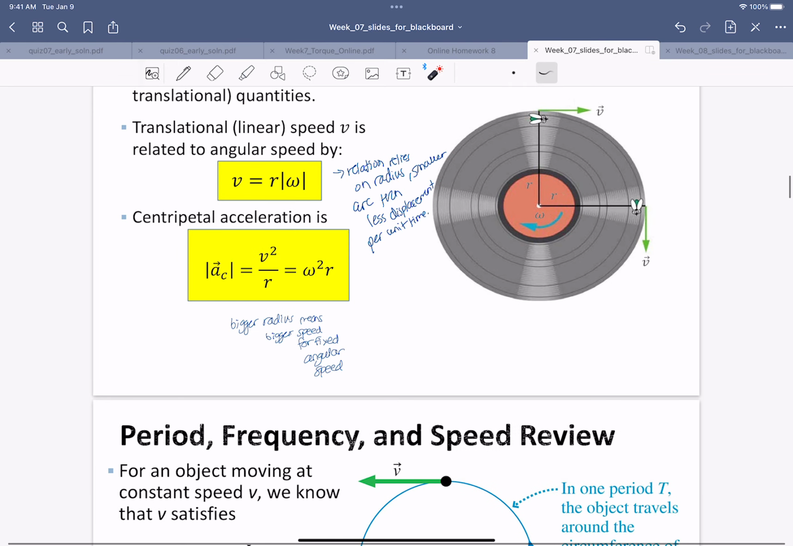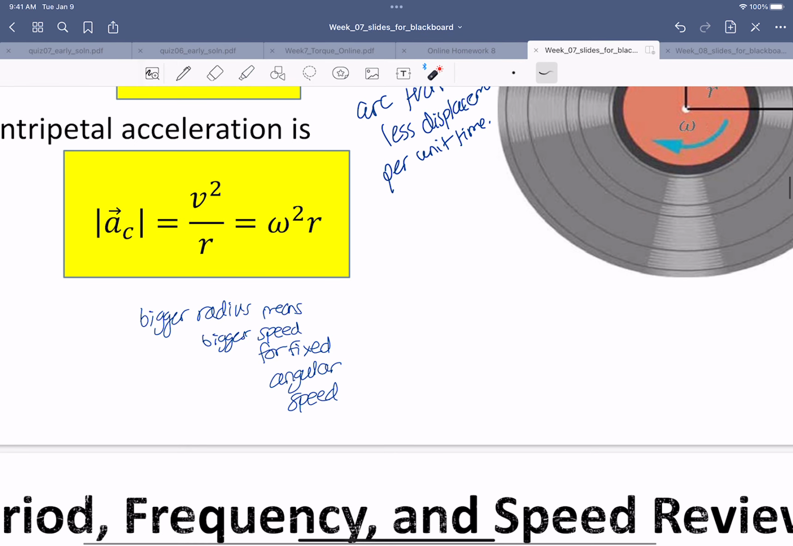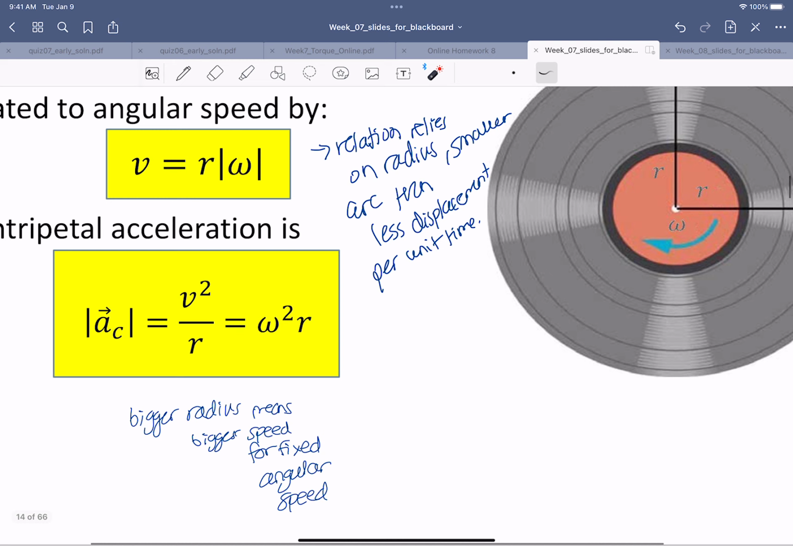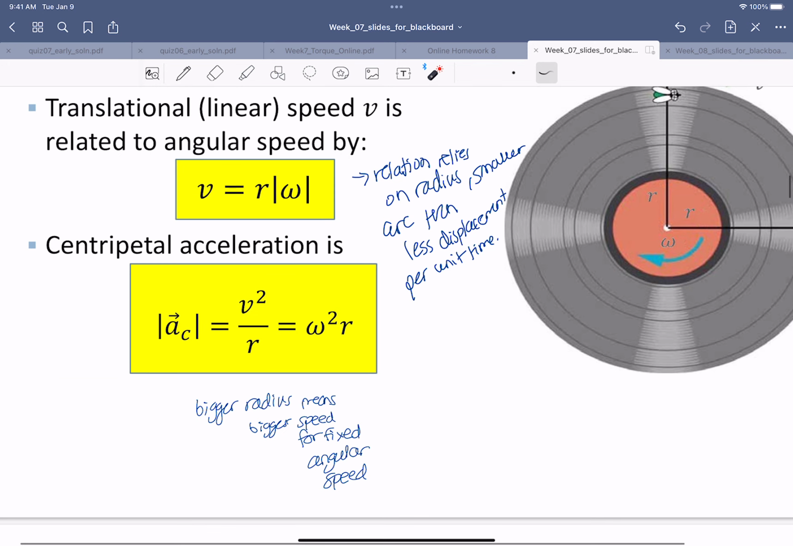So that makes sense. So here, a bigger radius means bigger speed. Bigger radius means bigger linear or translational speed for a fixed angular speed. You have a fixed angular speed. The farther away you are from the central axis, the greater your radius, the greater your linear speed.